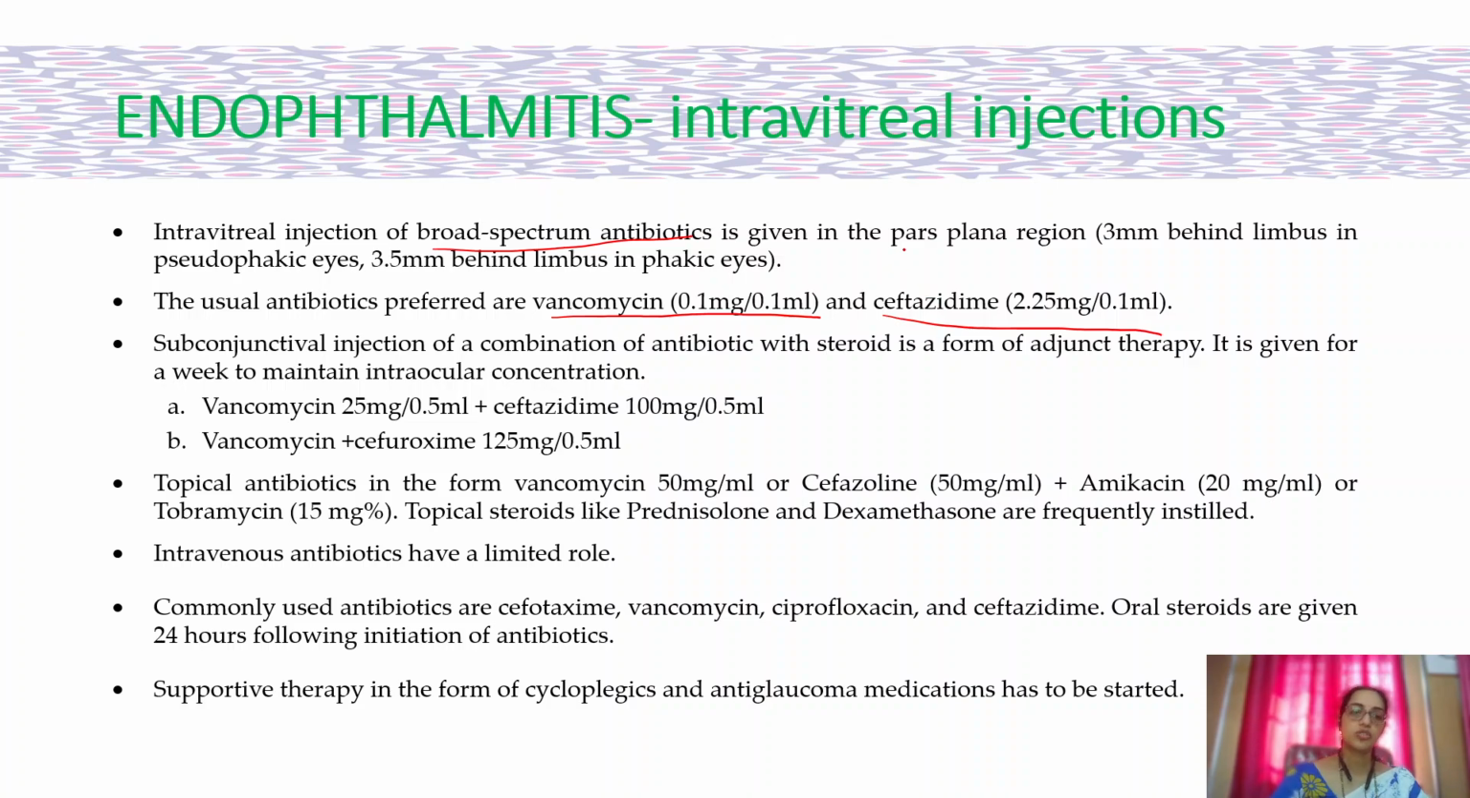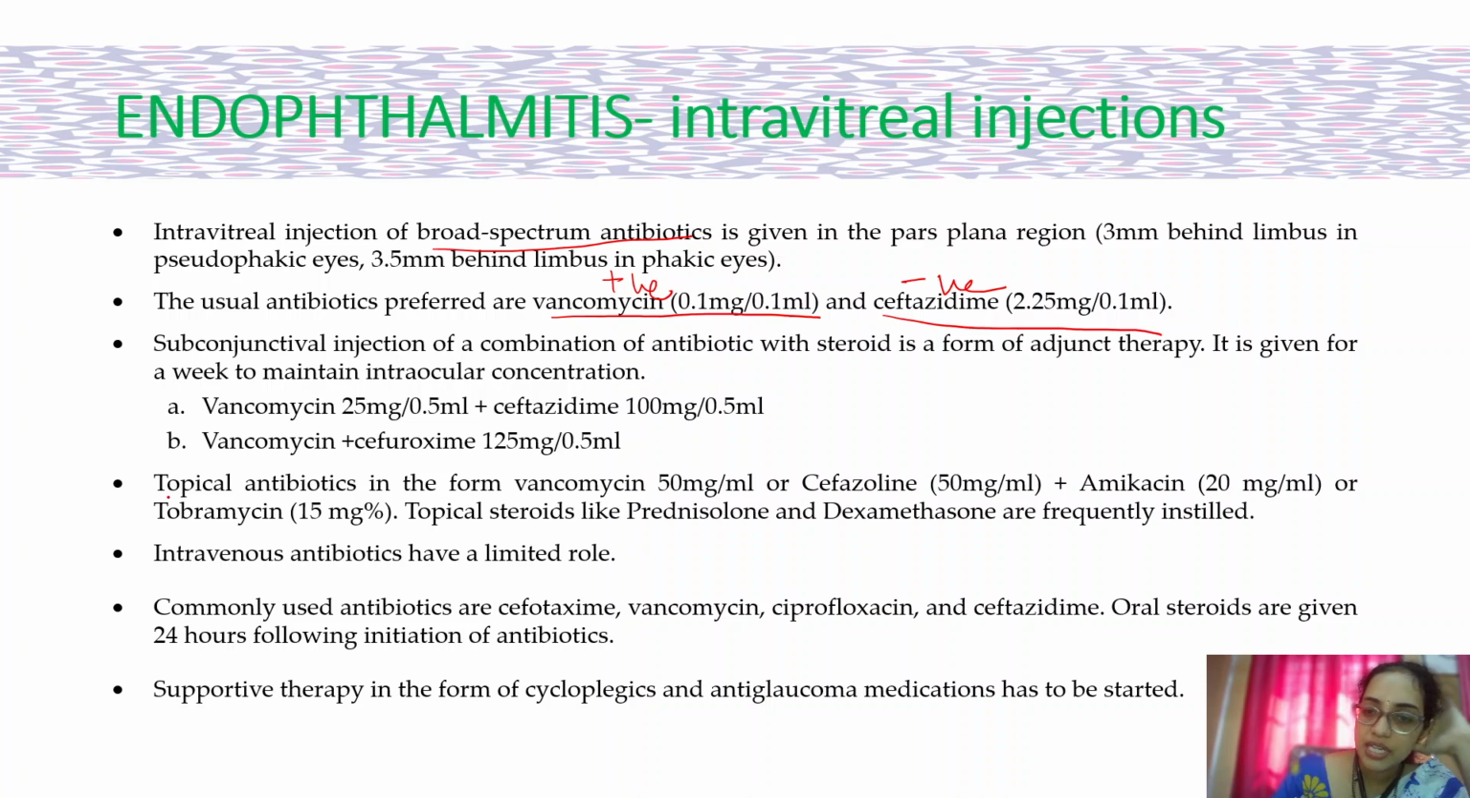So these are the two most common antibiotics that are used. Vancomycin is used for gram positive and ceftazidime is used for gram negative. So in cases where there is resistance, you can use amikacin as well. To add to the antibiotic load, we can use subconjunctival injections as an adjunct. Again, you give vanco and ceftazidime or cefuroxime.